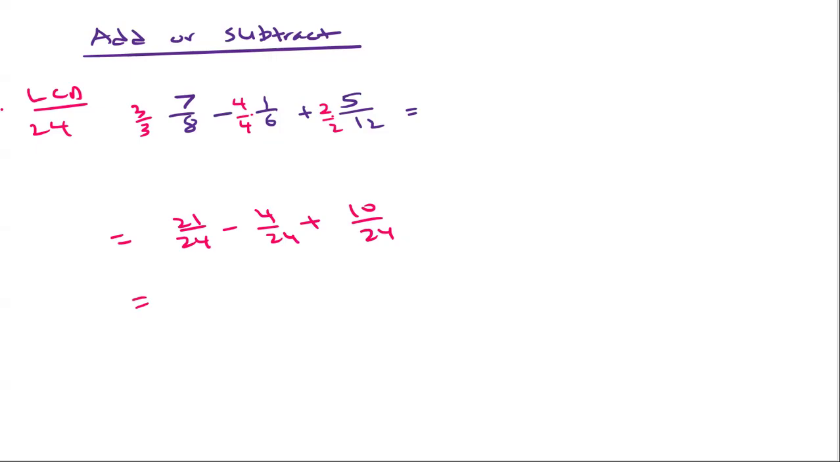Okay, so when we do that, we get what? 21 minus 4 is 17, plus 10 will give us 27. And the denominator stays the same. We don't do anything to that, right? So that will give us 27 over 24, whichever you got.